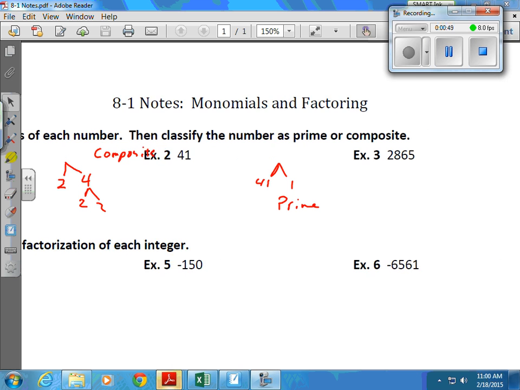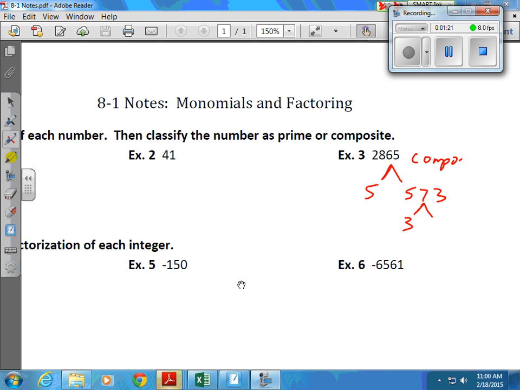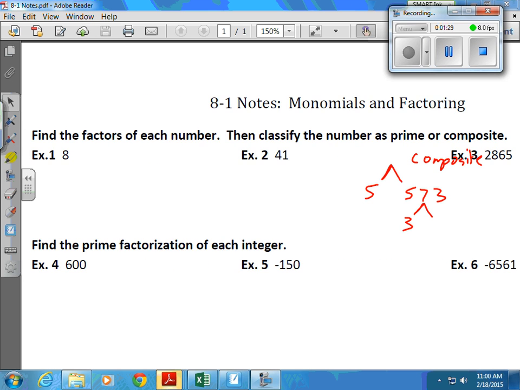What about 2,865? We know it's divisible by what? 5. So use your calculator. What is 2,865 divided by 5? 573. Okay, so 5 and 573. Now we have to decide, well, already we know it's not prime, right? We can break it down even farther. I believe it's 3 and something else, but it's already composite. We can keep going, but all we're asked to do is find out whether it's prime or composite. It factored into 5 and 573.